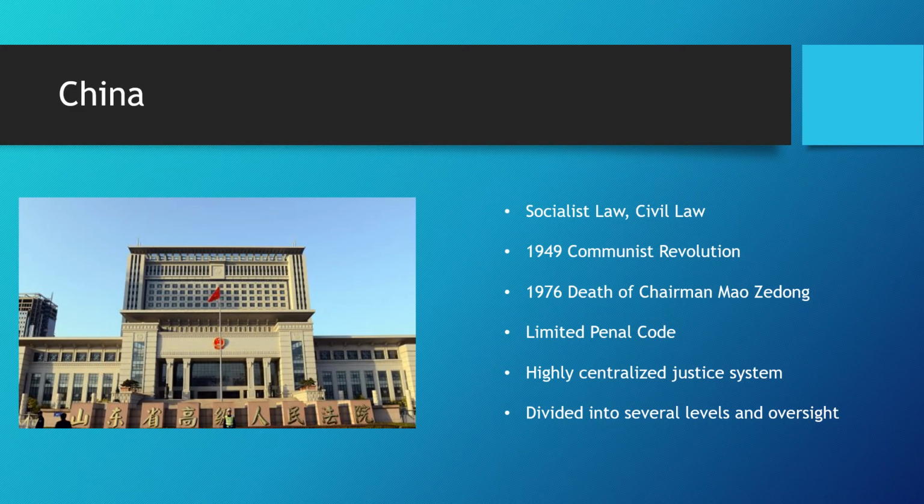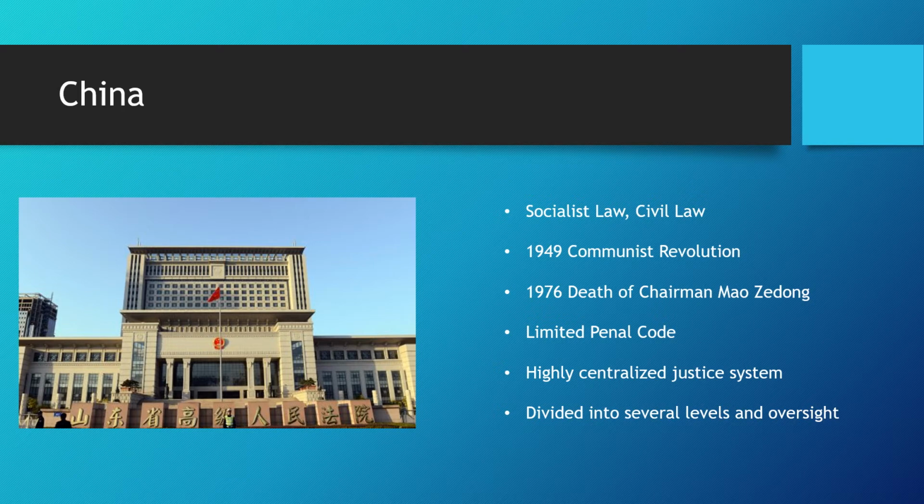The next justice system of our model nations brings us out of Europe and into East Asia. The next country is China. China right now is currently under a socialist law system, which is a form of civil law system. The major historic event which could be attributed to putting them in their current situation is the 1949 Communist Revolution, where the Communist Party, led by Mao Zedong, took over the nation from the nationalists that were in control before them.